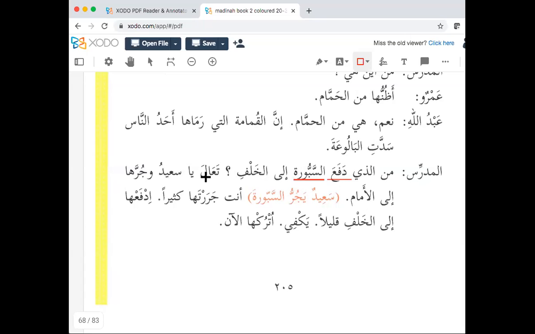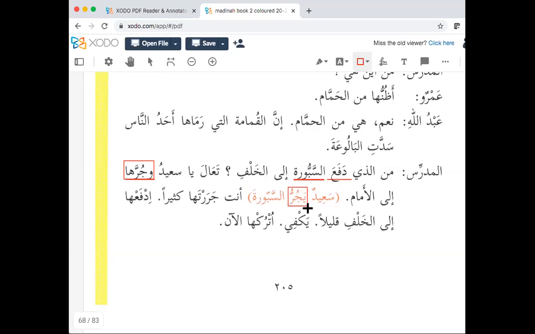And then before he gets an answer, he says, Ta'ala, come here. Oh, Sa'id. وَجُرَّهَا. This is the point today. One of the first relevant points of this lesson, in today's lesson. He said, وَجُرَّهَا إِلَى الْأَمَامِ. Drag it forward or pull it forward.